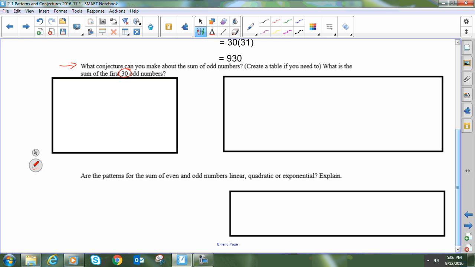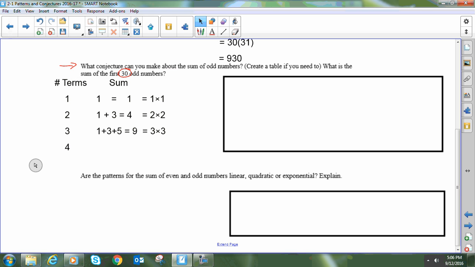Okay, I am going to assume that you've paused and done what I've asked you to do, and so now you can see how I'm going to work this out. Here's a table that I'm putting together. It doesn't look quite as nice as the one that I typed up, but we're going to say the term numbers and the sum of those numbers. The first odd number was 1, so the sum is just 1. My second term would be the first two odd numbers, which would be 1 and 3, and that gave me a 4.